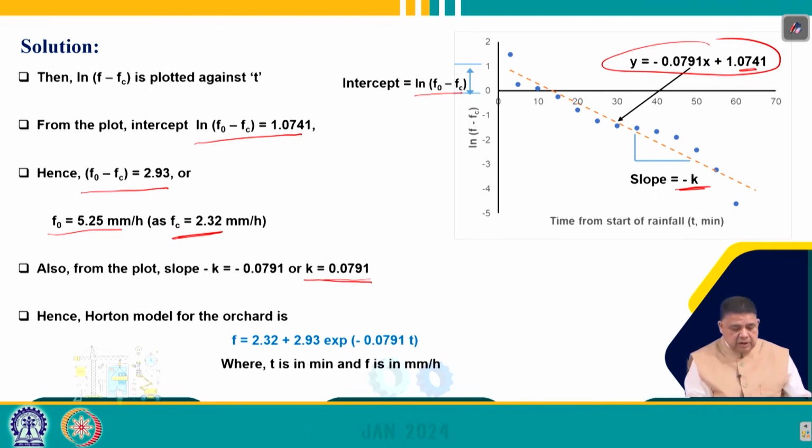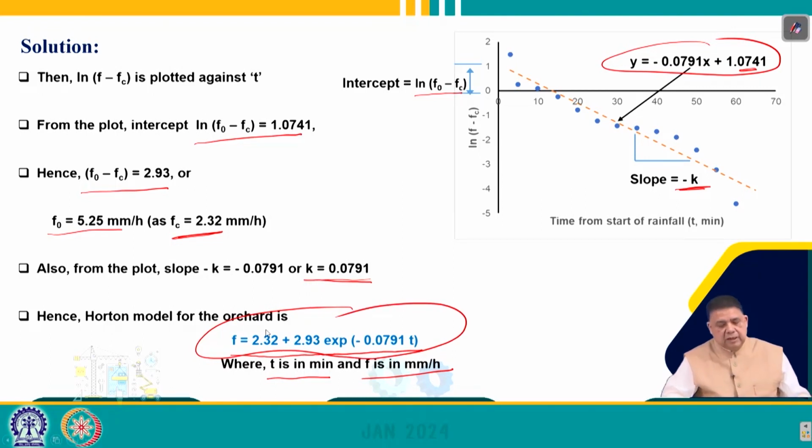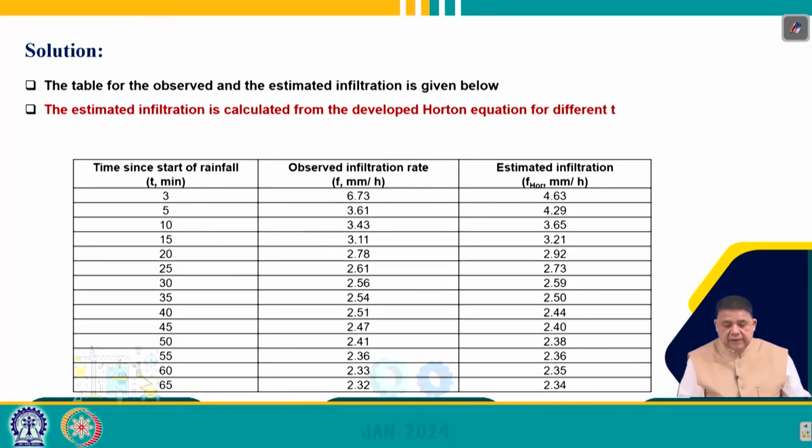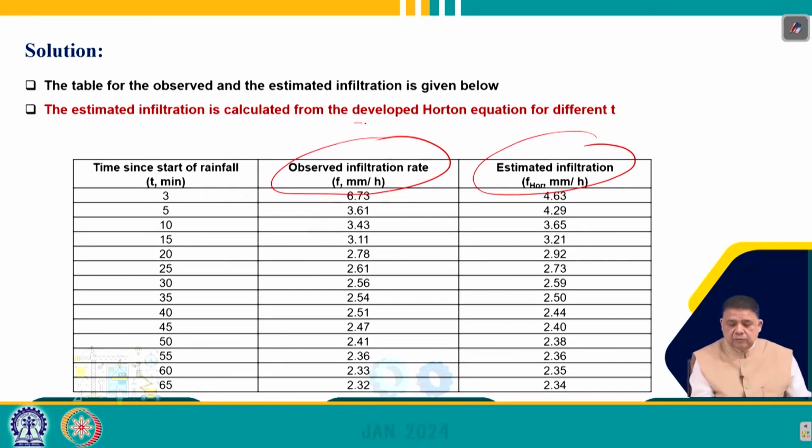So, the Horton model for the orchard is f equals 2.32 plus 2.93 exponential of minus kt, where k is 0.0791, t is in minutes and f is in millimeter per hour. This is the Horton model we have fitted using the given data for the orchard. Now, obviously, we have also been asked to plot the values. This is the observed infiltration rate, and this is the estimated infiltration rate, which is calculated using the developed Horton equation we just saw in the previous slide.